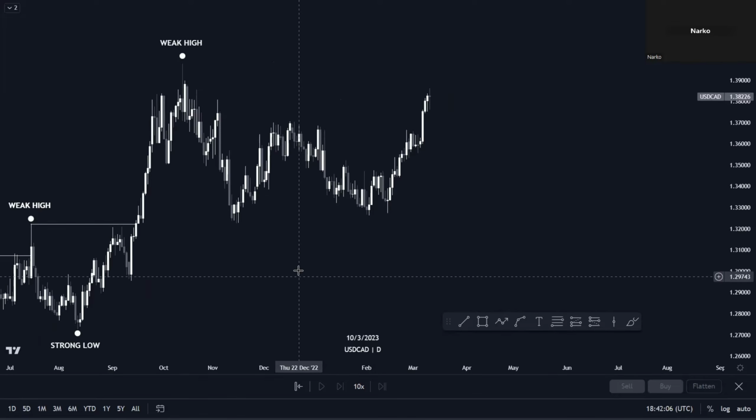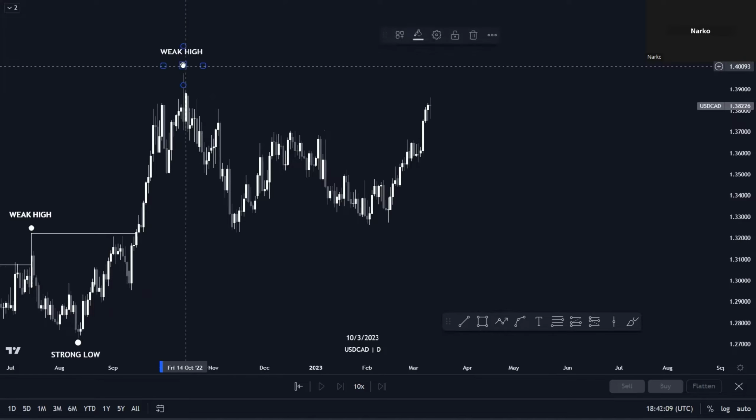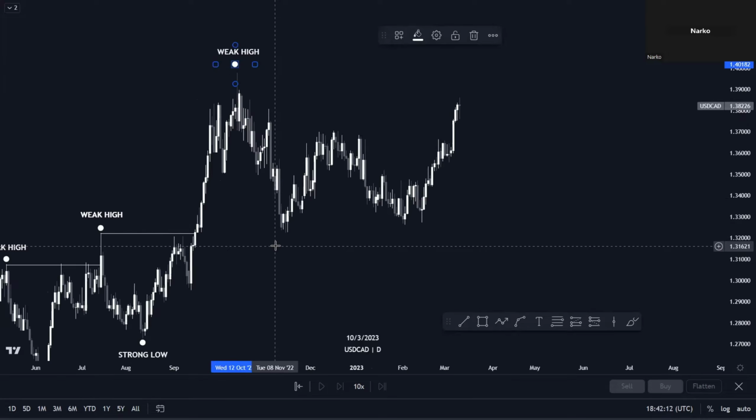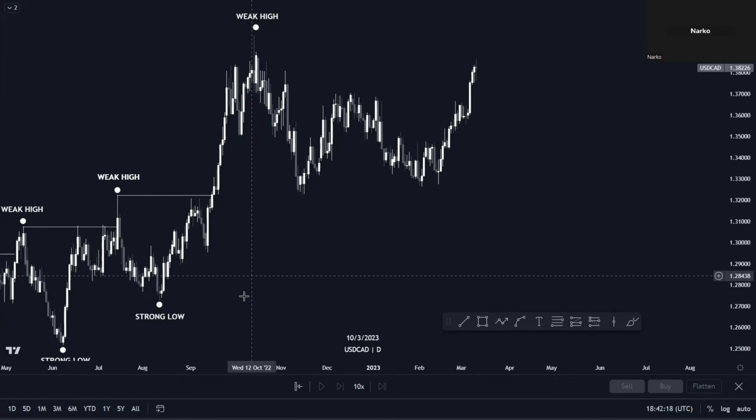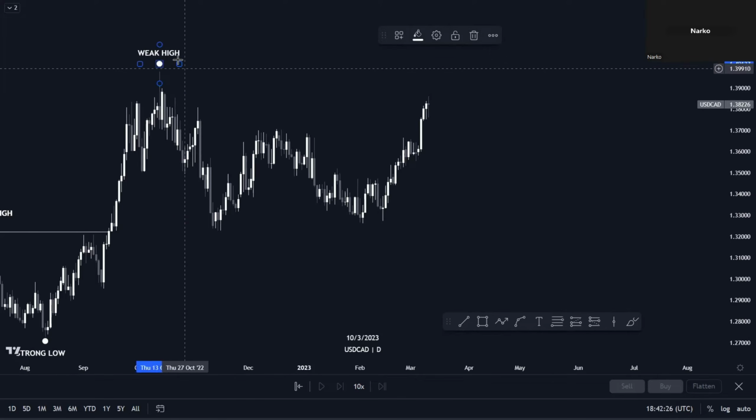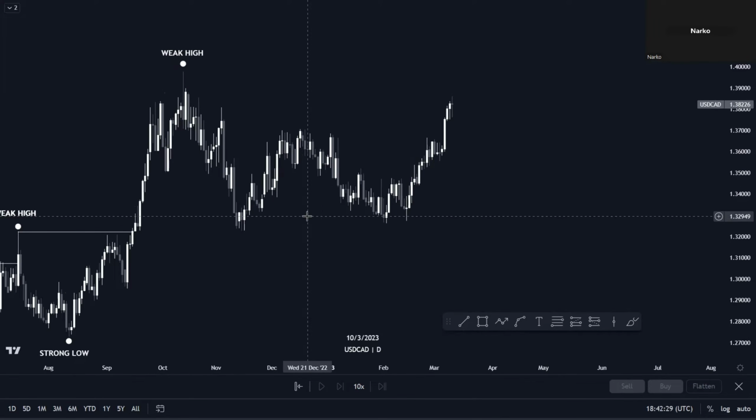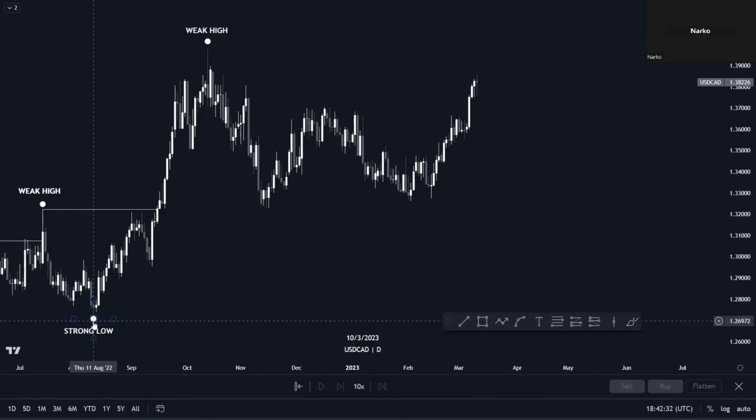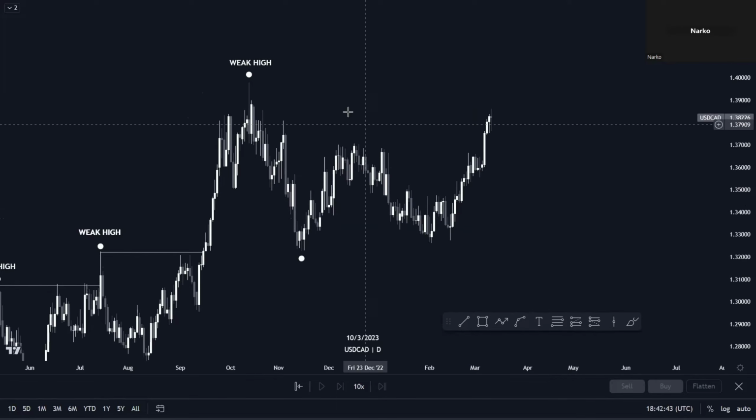Moving onwards with our bullish trend here, we can see that price pulled back to the downside, and when price pulls back to the downside, we're expecting it to respect this higher low here and push to the downside to violate our previous higher high here. So now, as you can see, price here is in the process of creating a strong low, and it's also in the process of violating our weak high here.